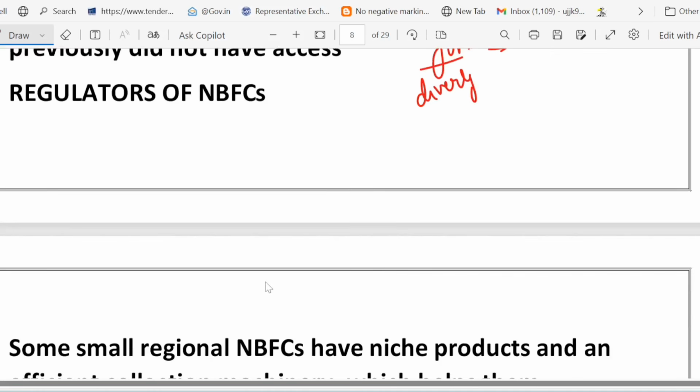So let's summarize the key points which we have just gone through. I am summarizing for you. First of all, what we talked about, this MFI, you can say these are NBFCs for the poor.